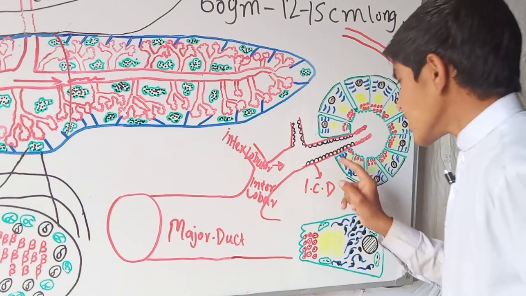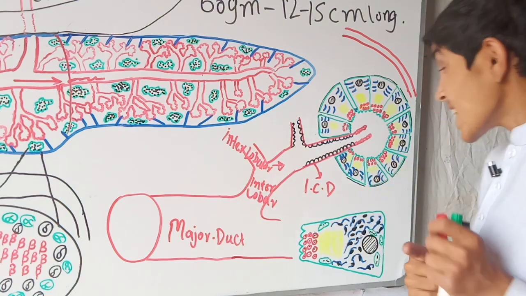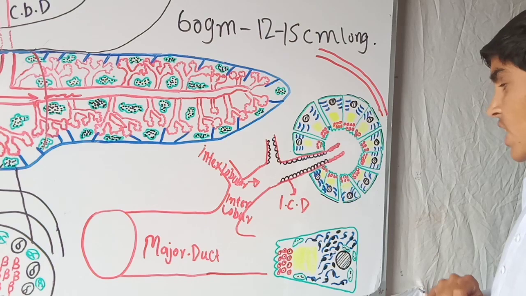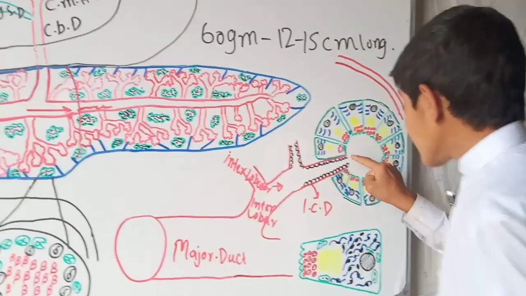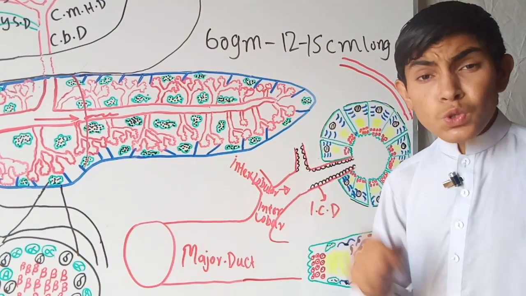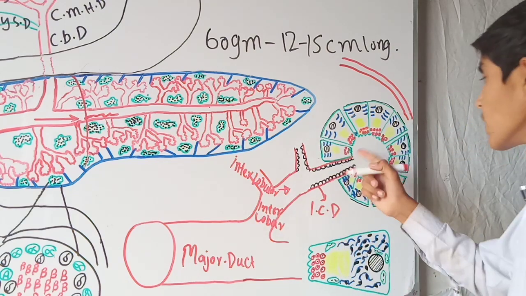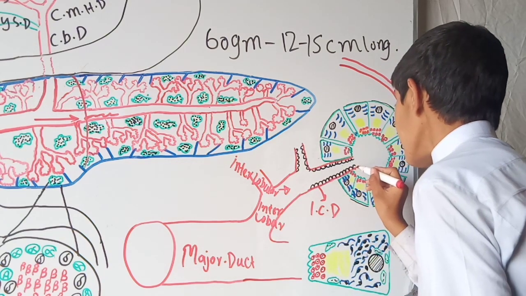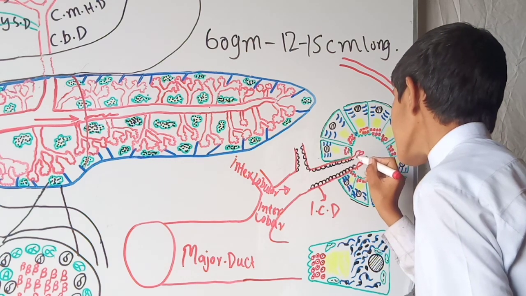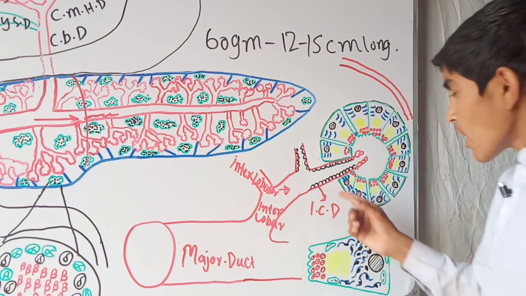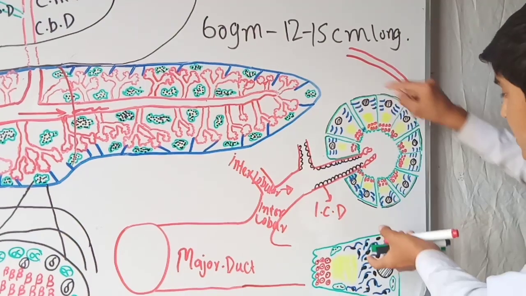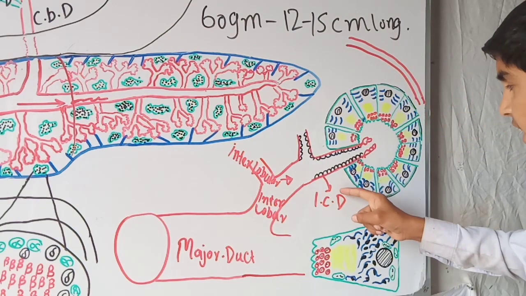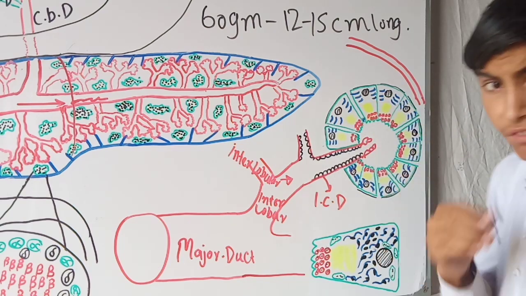And these intercalated ducts have some unique features. In other ducts, if we talk about the parotid duct and other ducts in our body, the duct should start from here. But the unusual and unique feature of the pancreas is that these intercalated ducts enter into the lumen of the acinar cells. This intercalated duct is like a straw, and this whole acinar cell is like a balloon. You put a straw into a balloon, and then from here you can drink. So the intercalated duct is like a straw, and the acinar cell is like a balloon. From here you can drink.